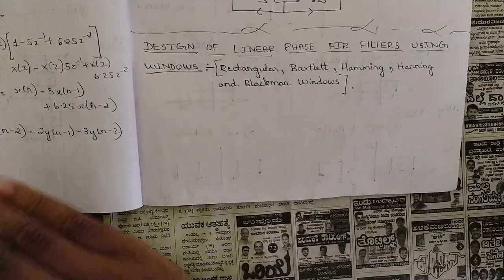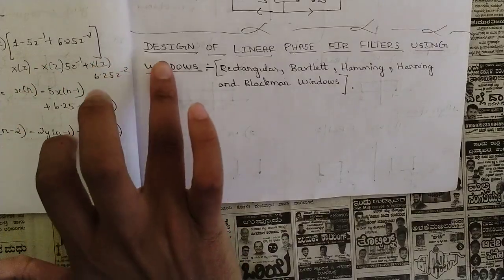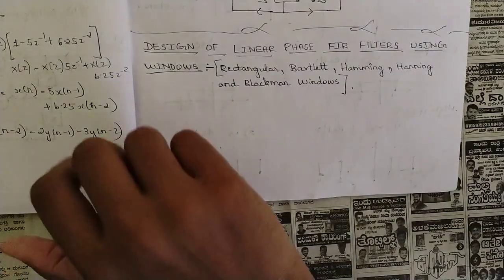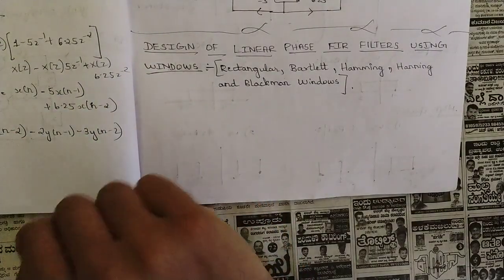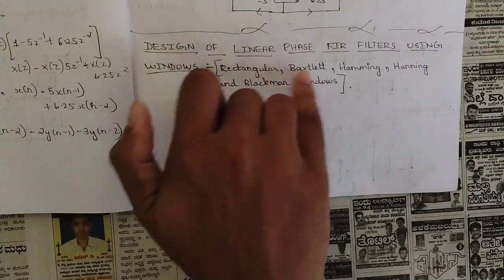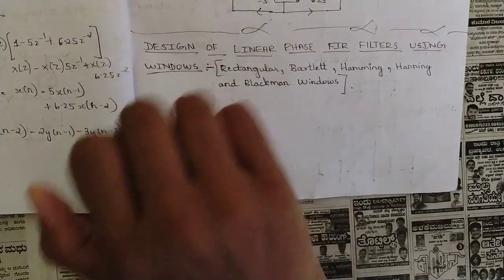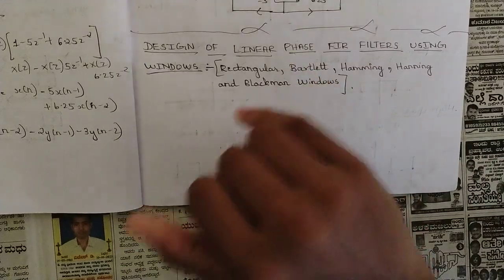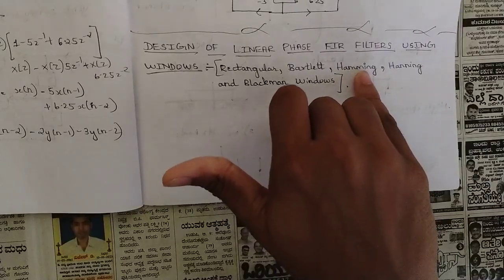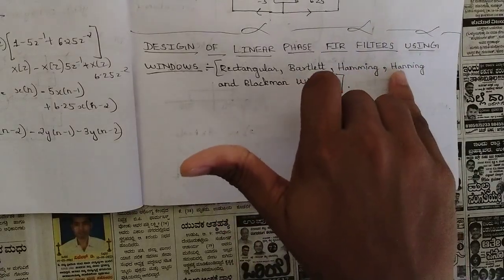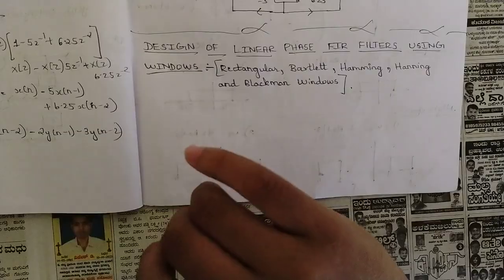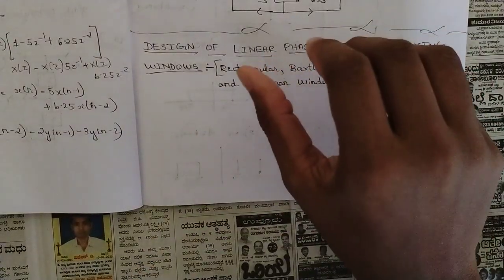Next concept we are discussing is the design of linear phase FIR filters using windows. We have several windows. One is the rectangular window, then the Bartlett window, which is not so important. I guess most of the problems related to the Bartlett window are very few, so I've just written it for your information. Then the Hamming window, the Hanning window, and the Blackman window. These are the 5 important windows, the 5 windows which are in your syllabus right now.